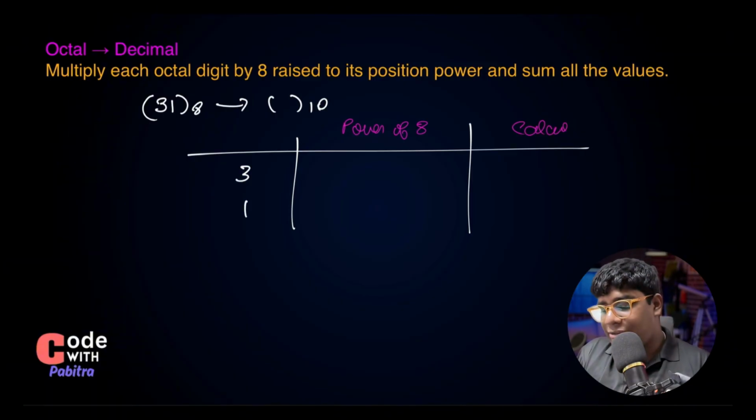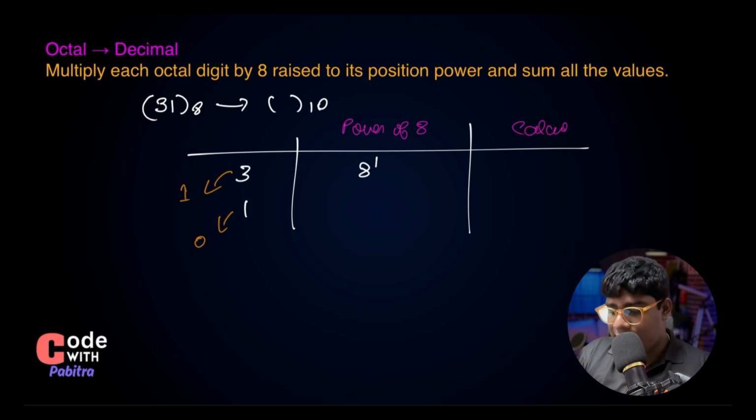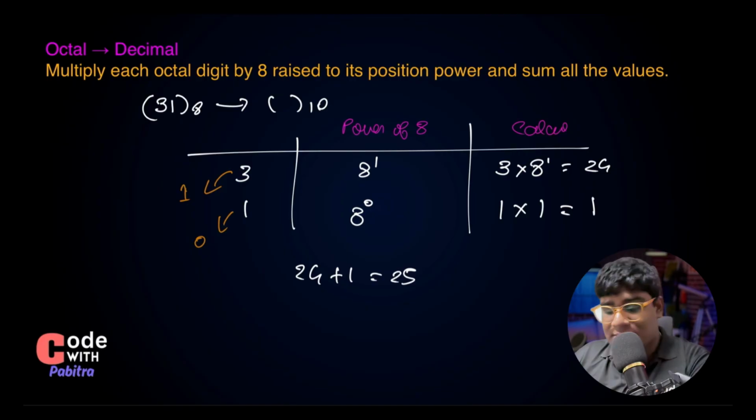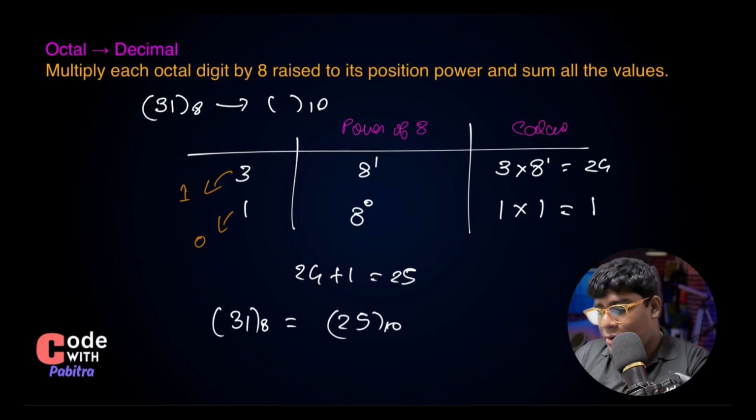So the power of 8 will be 8 to the power 1, because as I told earlier, this is index 1 and this is index 0. So this will be 8 to the power 0, and the calculation will be 3 into 8 to the power 1, that is 24. And this will be 1 into 8 to the power 0, which is 1. Now add 24 plus 1, that is 25. So the 31 base 8 will become 25 base 10 in the number system.